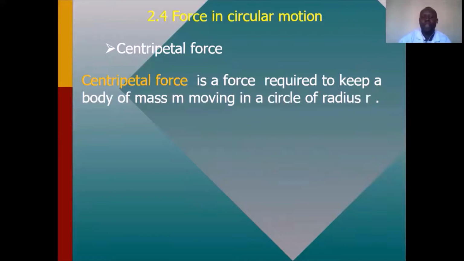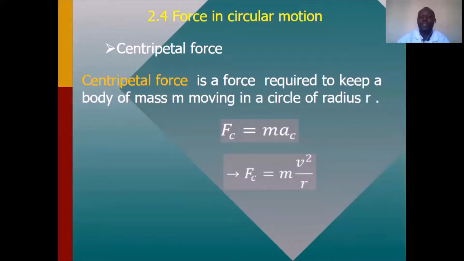And the magnitude of centripetal force is equal to the mass of the rotating body times centripetal acceleration. Remember, from circular motion, the centripetal acceleration is equal to v, the linear velocity, squared divided by radius. And we have centripetal force equal to mass times v squared over radius.